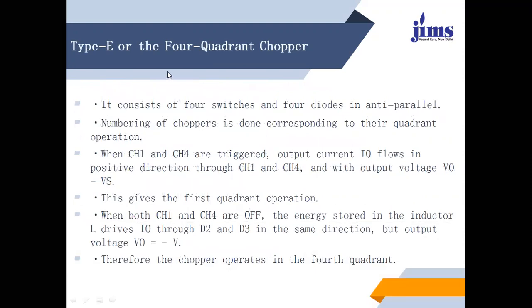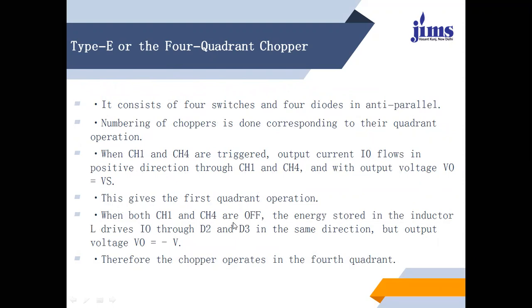Next will be the type E chopper, or the four quadrant chopper. It consists of four switches and four diodes in anti-parallel. Numbering of the chopper is done corresponding to quadrant operation. When CS1 and CS4 are triggered, output current I output flows in the positive direction through CS1 and CS4, with output voltage V output equal to Vs. This gives the first quadrant operation.